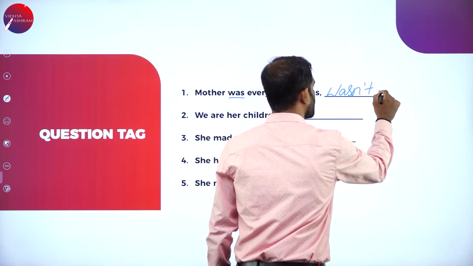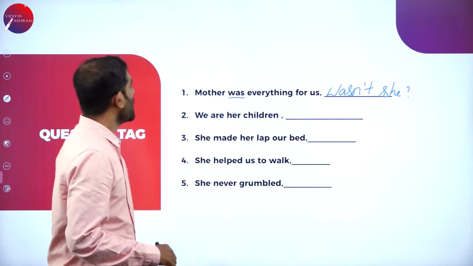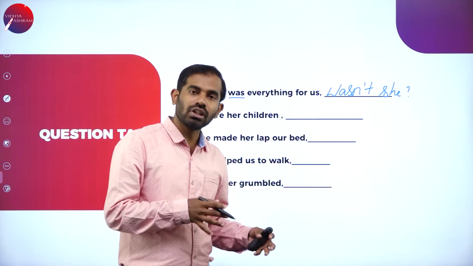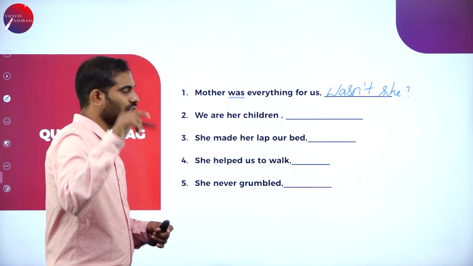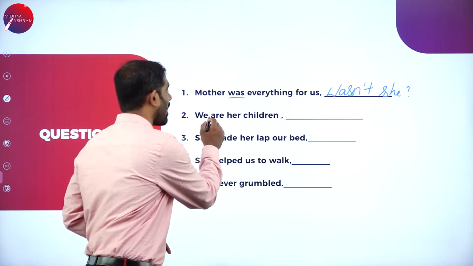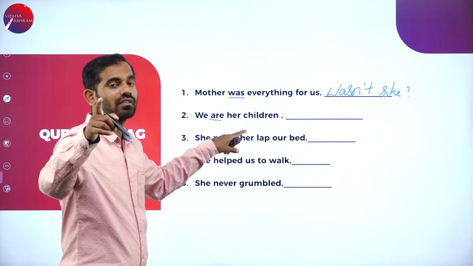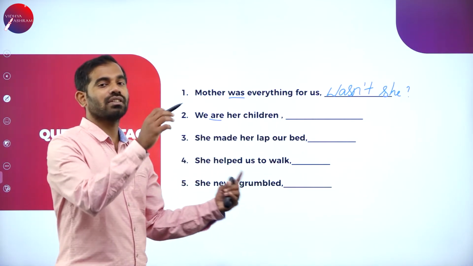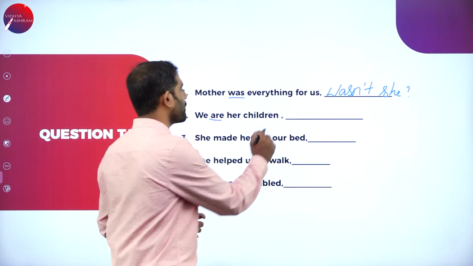Wasn't she? Question mark, very important. Mother was not everything for us, was she? That's how it changes. We are our children. We are is an auxiliary verb. We are our children, positive. The statement is positive, so we are going to change it into negative. It is not negative as such, but it looks negative in appearance.